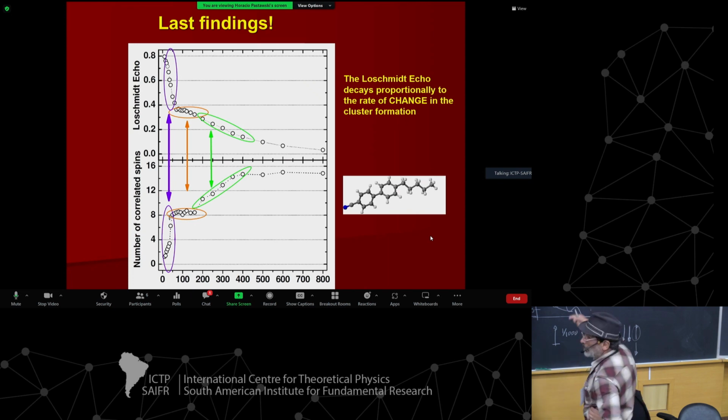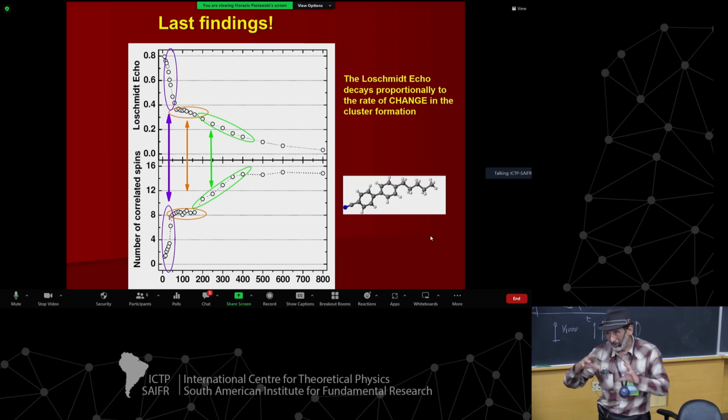And the Loschmidt echo also decays differently. At short times, with strong dynamics, it has a strong decay. Then there is essentially no dynamics and no decay, where it stays without further mixing and no further decay. And then you go to the rest of the molecule, and again you have more decay of the Loschmidt echo. That's in a liquid crystal, where we have a finite system.